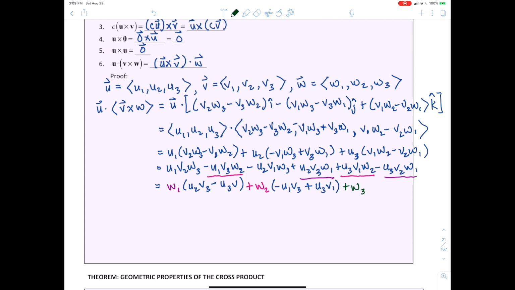And my W3 terms are here and here. So we'll have U1, V2, and then minus U2, V1. Cool so far? Well, by definition, this is what?